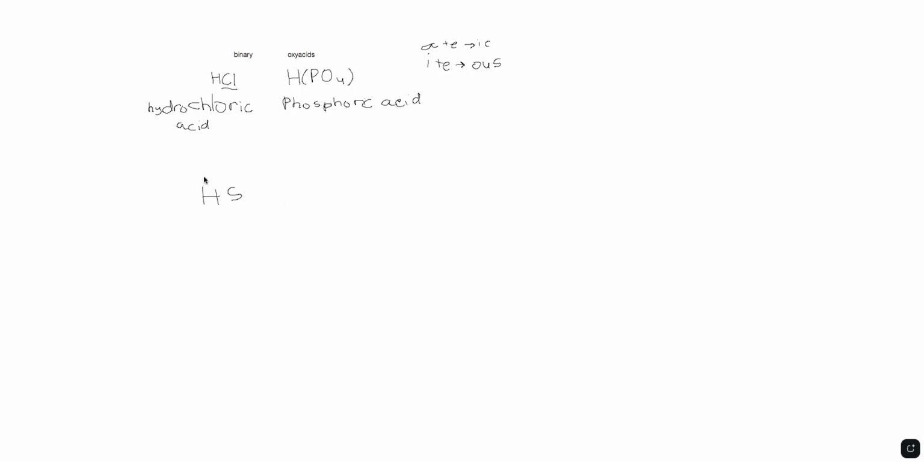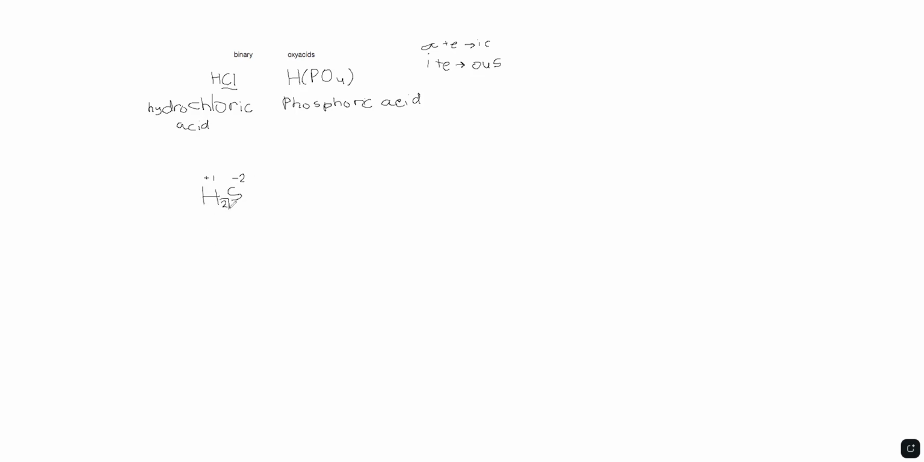So the charge on a hydrogen atom is +1. The charge on a sulfur atom is -2. So we need 2 hydrogens to make this neutral. So we want this to be a +2. This is already a -2. So hydrogen is not a metal, so we can't change the charge like we did with transition metals. Instead, we change the quantity. So we're going to make this 2 hydrogens in order to make this neutral.